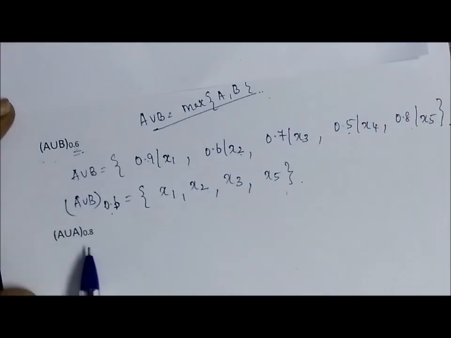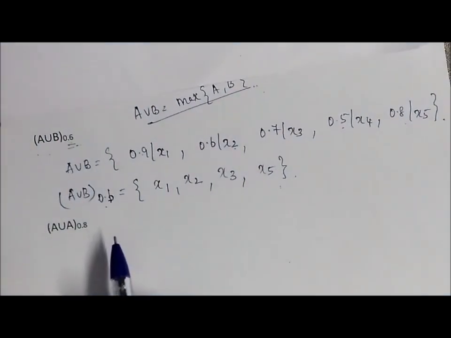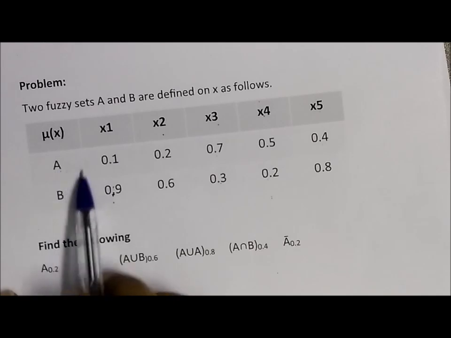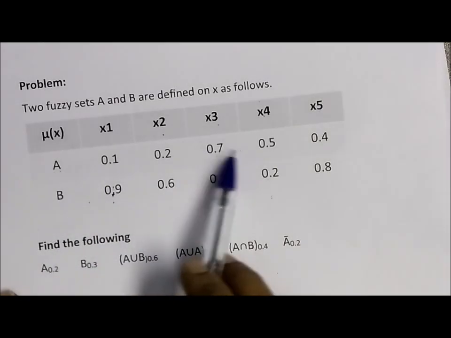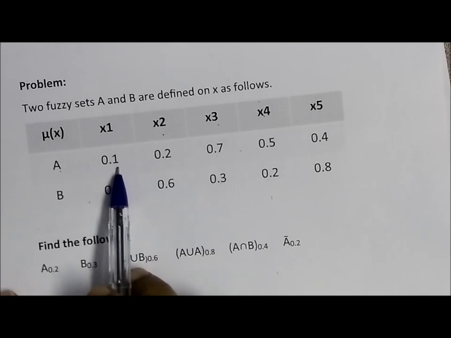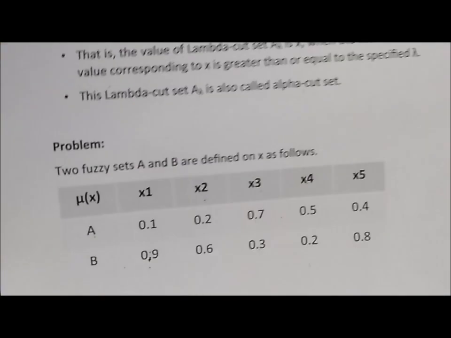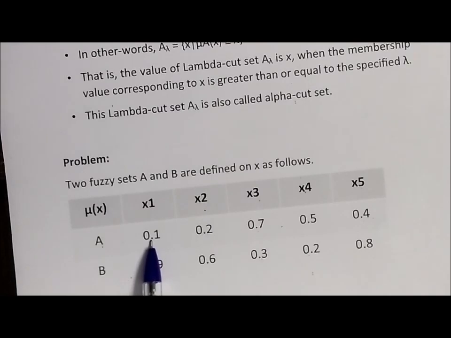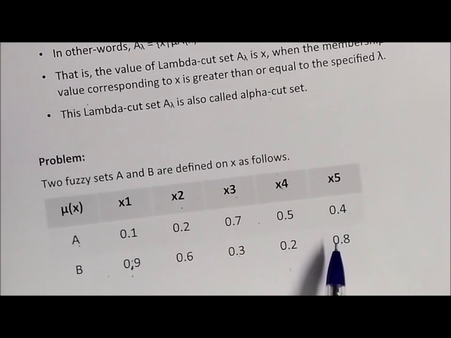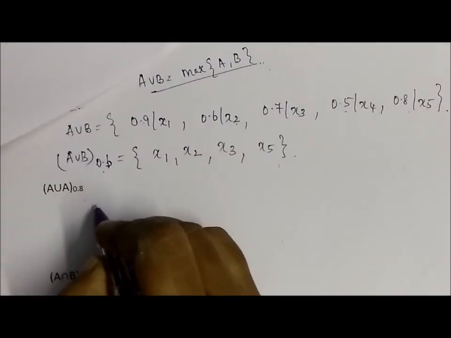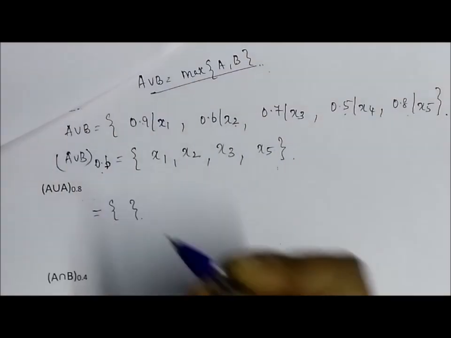Okay, the next one is A union A 0.8. So A union A means what happens? A union A means again the same set we'll have. So the same set means the values will be 0.1, 0.2, 0.7, 0.5 and 0.4. So here we have A union A 0.8, which means we have to find the values greater than or equal to 0.8. What are the values here? We have 1, 0.1, 0.2, 0.7, 0.5, 0.4. So no values are greater than or equal to 0.8 here. So this will be an empty set.